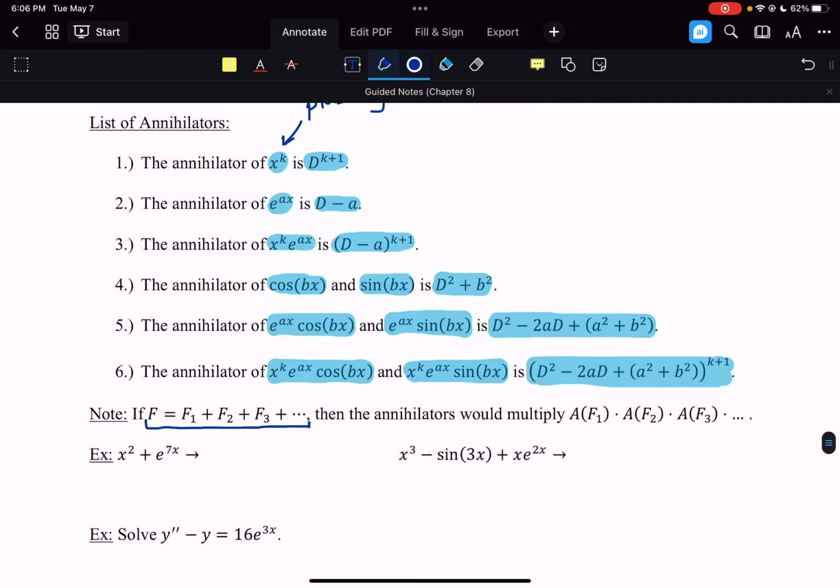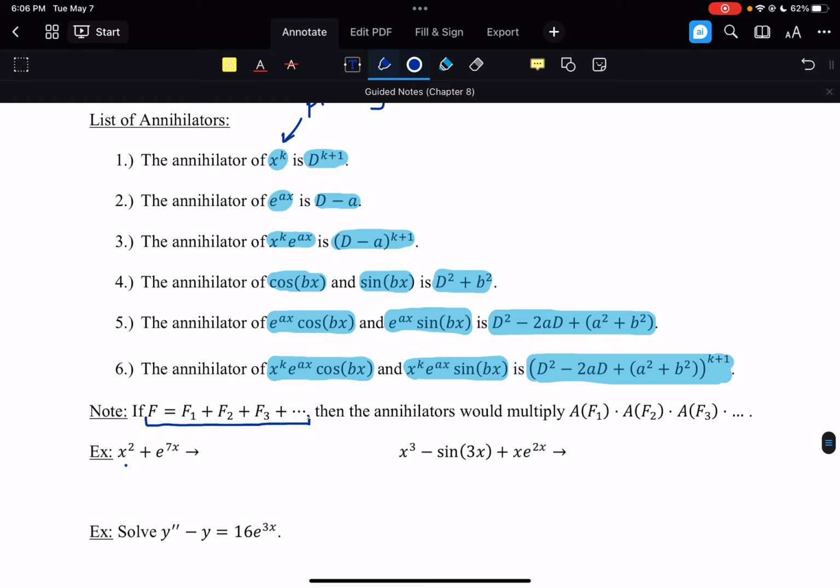So for example, just a couple quick examples here. If we had x squared plus e to the 7x, the annihilators that we would use for x squared would be D cubed. And for e to the 7x, it's going to be D minus 7. And because they're being added, we multiply these factors. So this is going to be our annihilator for this function.